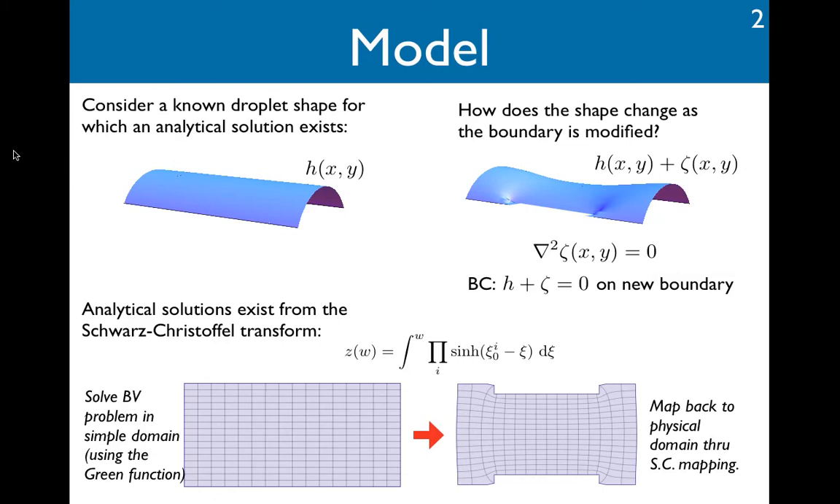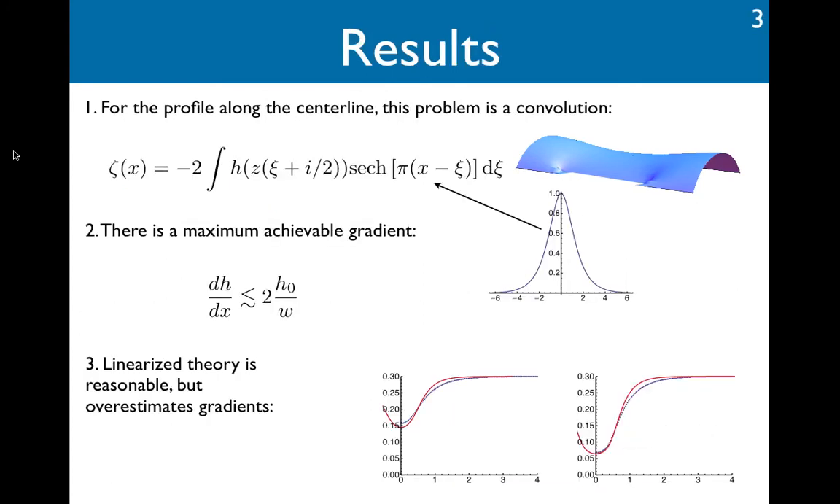This transformation maps the long unmodified domain to the modified domain with the notch, as you can see at the bottom. What we can do is solve Laplace's equation in the unmodified domain using a Green function, and then simply map the solution back to the domain that we're interested in using the Schwarz-Christoffel mapping. So there's an analytical solution that's quite easy to do.